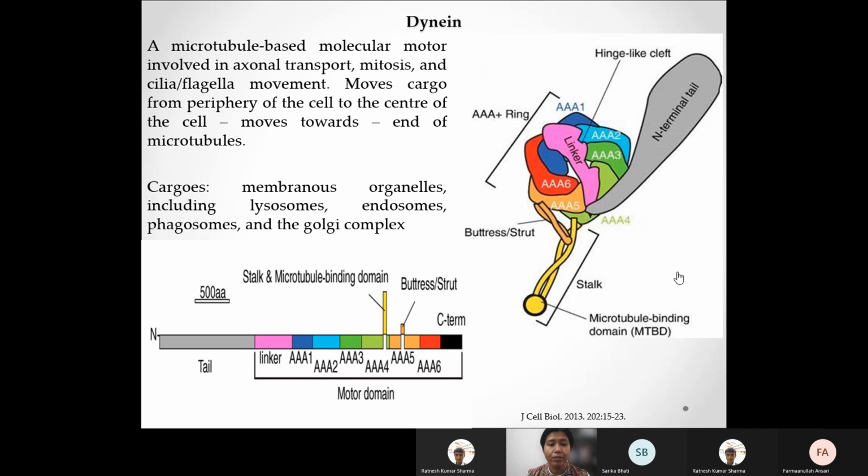Anyway, so for it to function, there are other complexes with which it interacts, such as dynactin, and dynactin itself is as huge as dynein. So I'm not going to go into the nitty-gritties of all of these complexes. The idea is to just give you a background about the motor protein itself and how it works and how it functions. So we will carry that forward today.